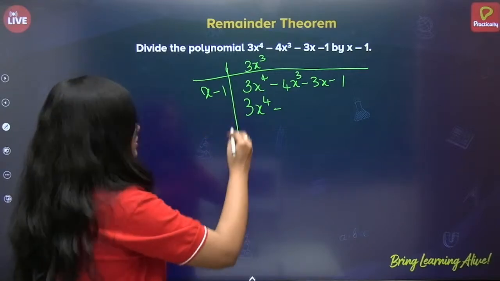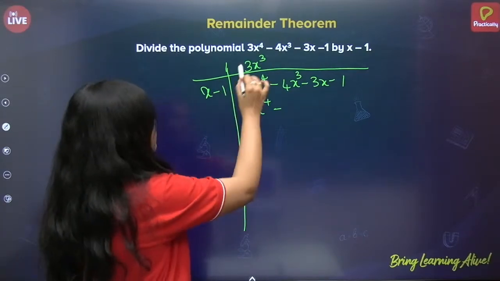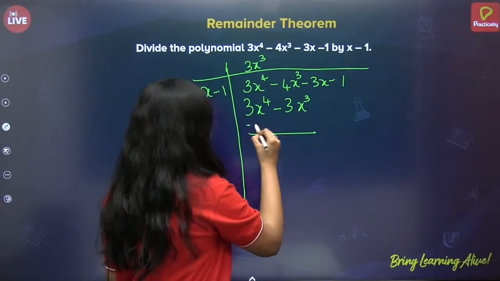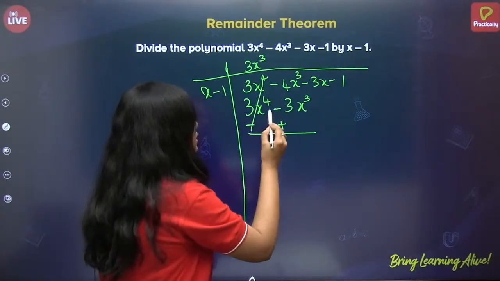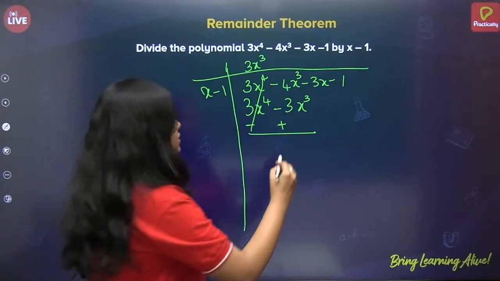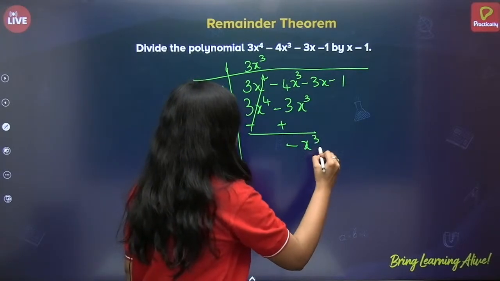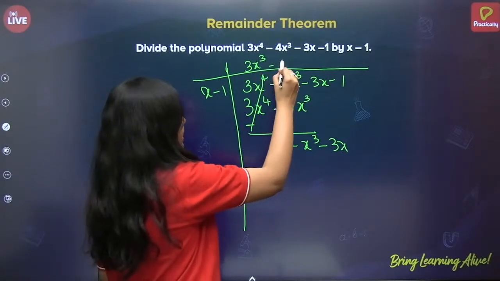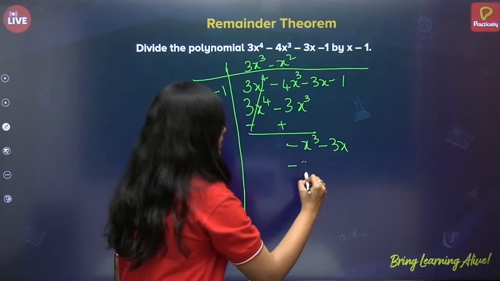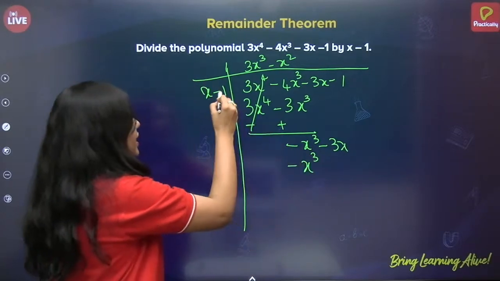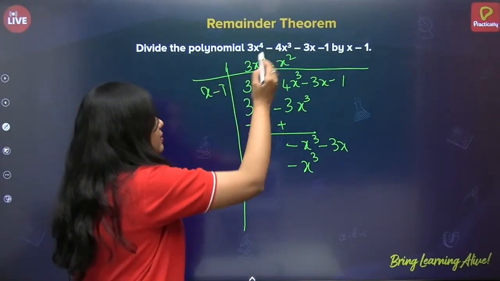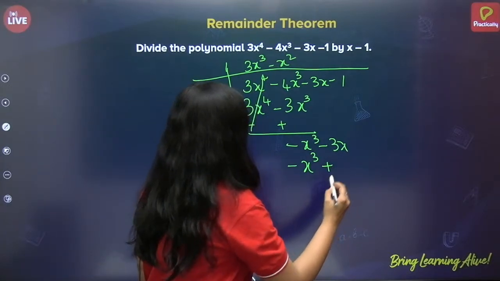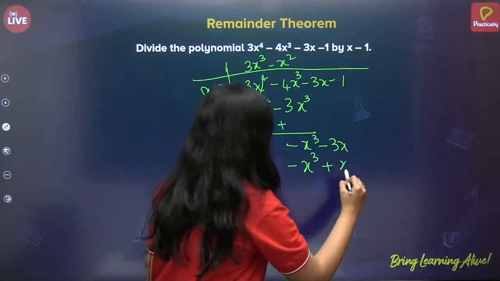Now minus 1 into 3x cube is minus 3x cube. Now just do minus, this will be plus. Minus 4x cube plus 3x cube is minus x cube. So take minus 3x. Now what do you have to multiply? Minus x square. So we'll get here minus x cube. Then multiply this minus 1 to minus x square: minus into minus is plus, so this will be plus x square.